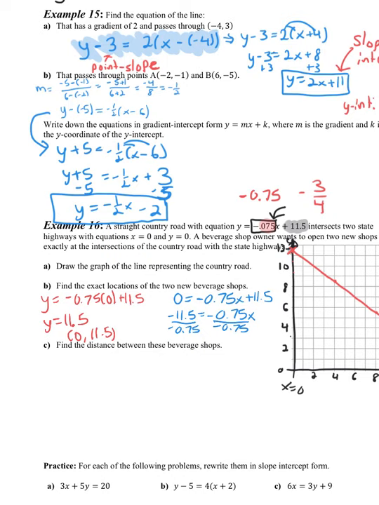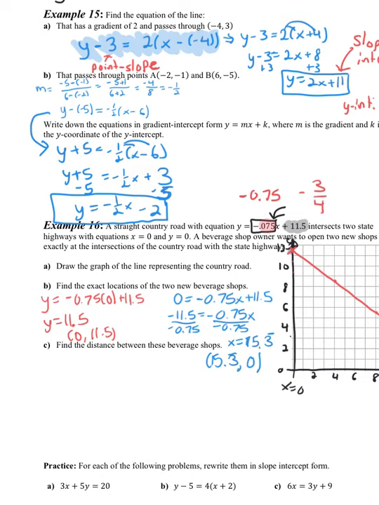And we'll get 15 and a third, or 15.3. All right, that would be the x value. So this comes out to 15.3 comma 0. That would be how we find the second one.